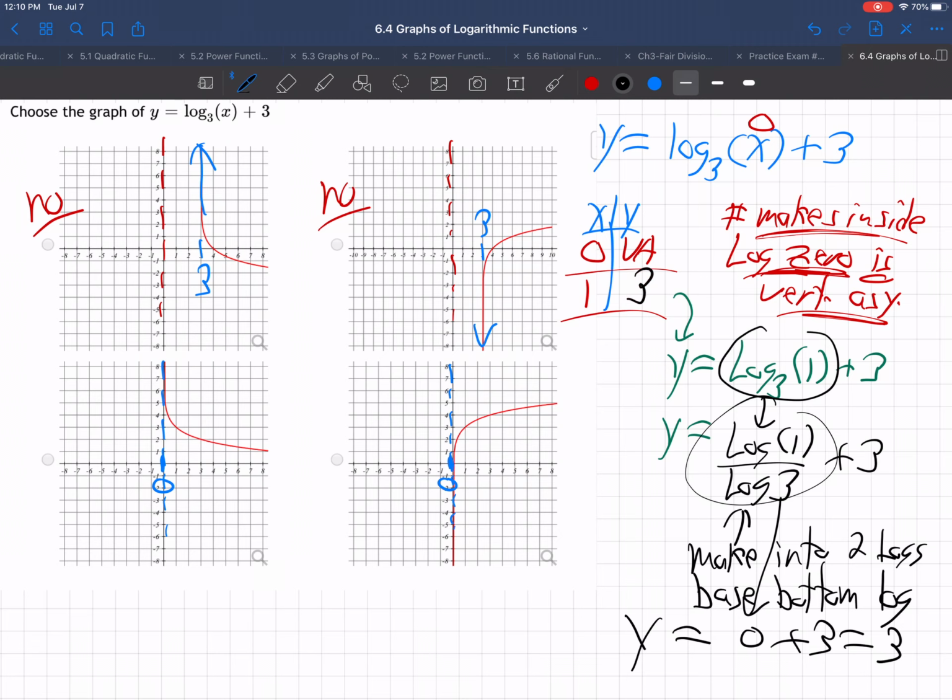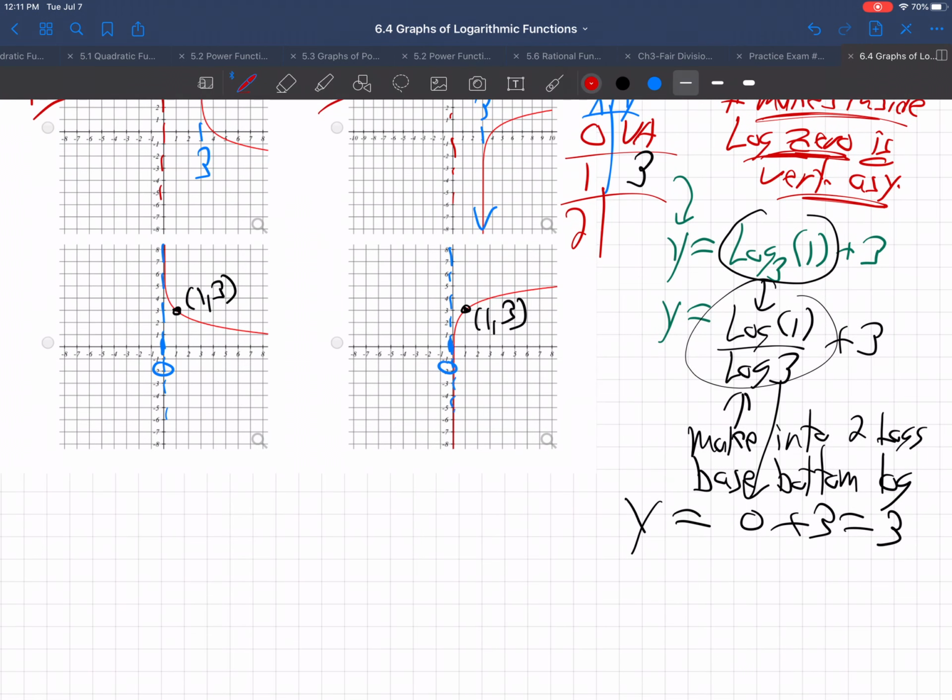So that means the point over 1 up 3 should be on the true graph. Over 1 up 3. That one's working, but so's that one. They both have that point. So they're both still in the running. So we need to do one more point. How about we go to 2?